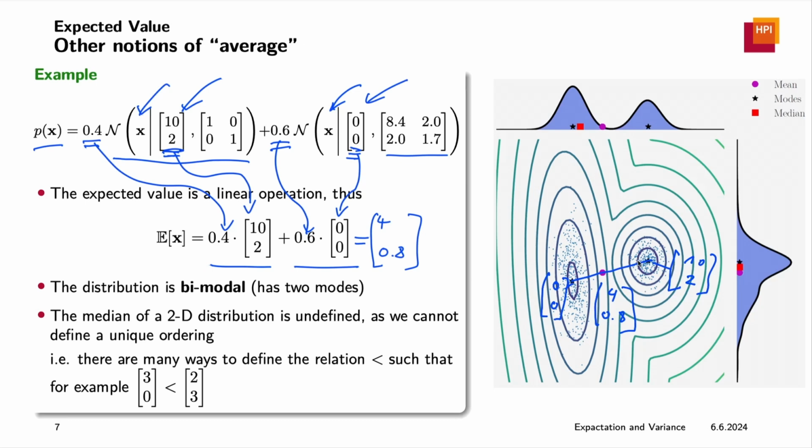The expected value is of course only one of the different notions of average that we have discussed. The other ones would be the so-called modes. The modes are the points that have the highest density. We see that we have two different modes for this distribution. If you're looking for the point that has the highest density, it would actually be this point, 10.2, this star here. However, there are two local modes.